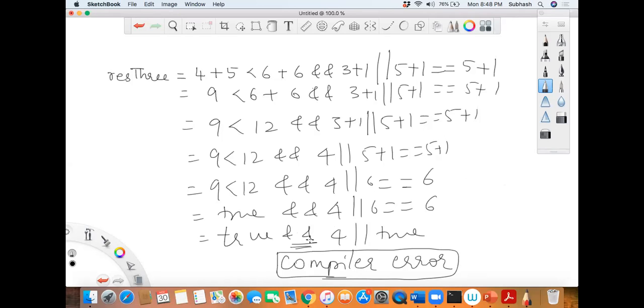Pratiksha, did you understand? Where are you, Pratiksha? You understood or not? Okay, so this will result in a compile time error. Is that okay? That is why I asked you to solve.